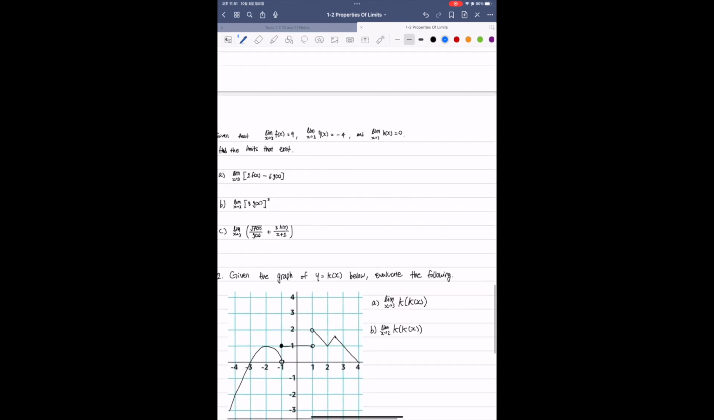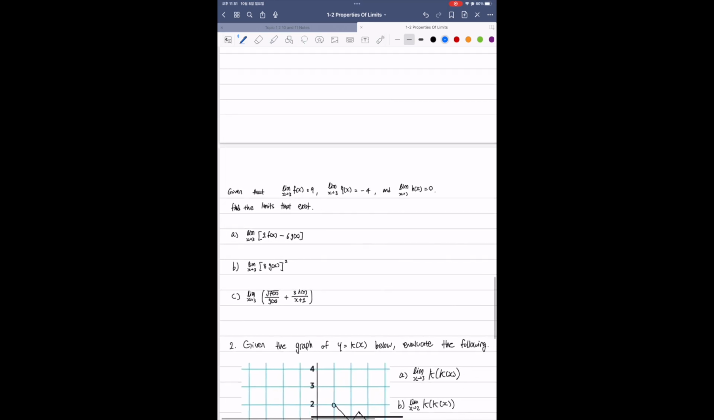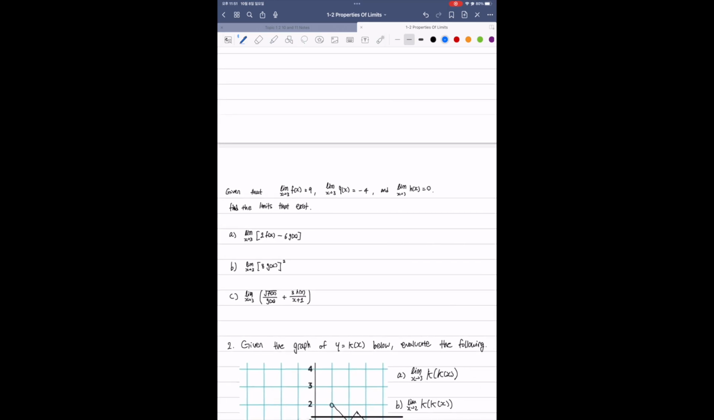Now let's move on to the practice questions. Given that the limit of f(x) as x goes towards 3 equals 9, the limit of x towards 3 of the function g(x) equals -4, and the limit of x towards 3 of the function h(x) equals 0. Find the limits that exist. Pause the video and find the answers yourself, and then check the answer.